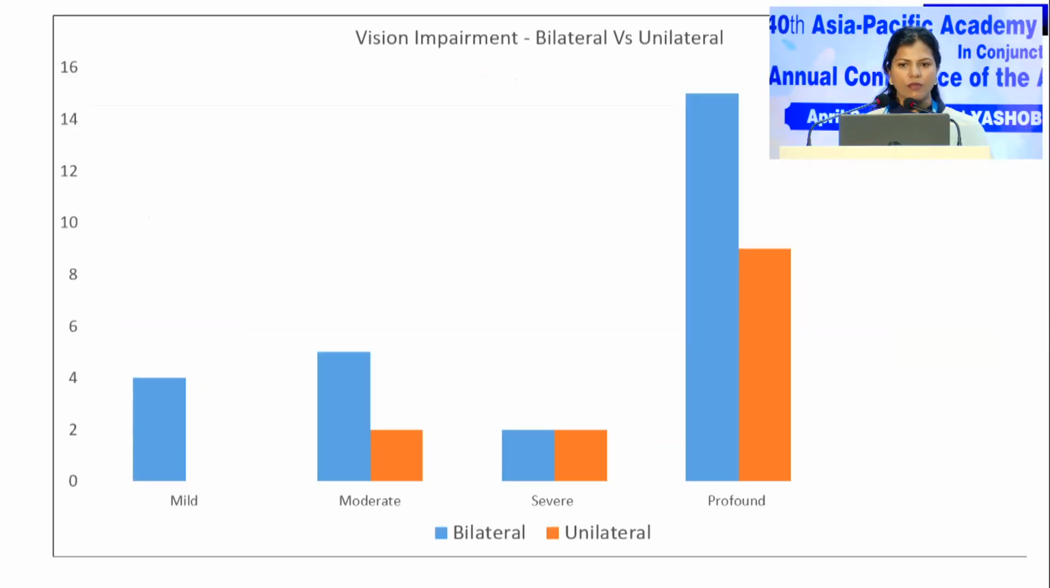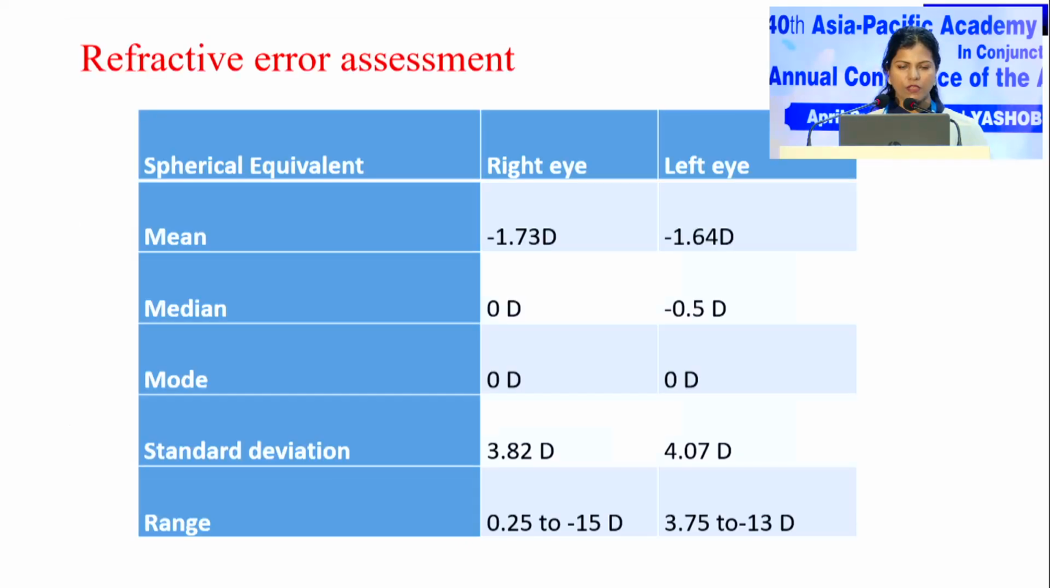When we compared vision impairment between bilateral versus unilateral, we saw that most of the patients with bilateral optic nerve hypoplasia had some amount of vision impairment, and more so in the bilateral group for profound and severe vision loss. Refractive error assessment showed more myopic refractive error, ranging from mild hyperopia to significant high myopia in these patients.